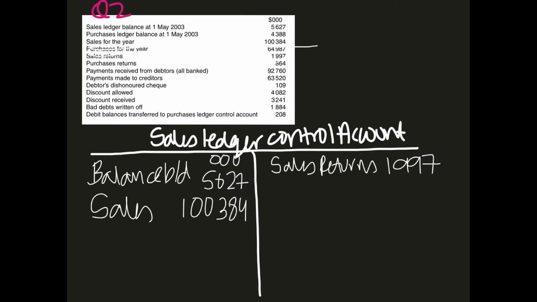Payments received from debtors, all banked. This is the bank amount. We will mention it on the credit side because if our debtors pay back to us, our trade receivables will fall. 92760.